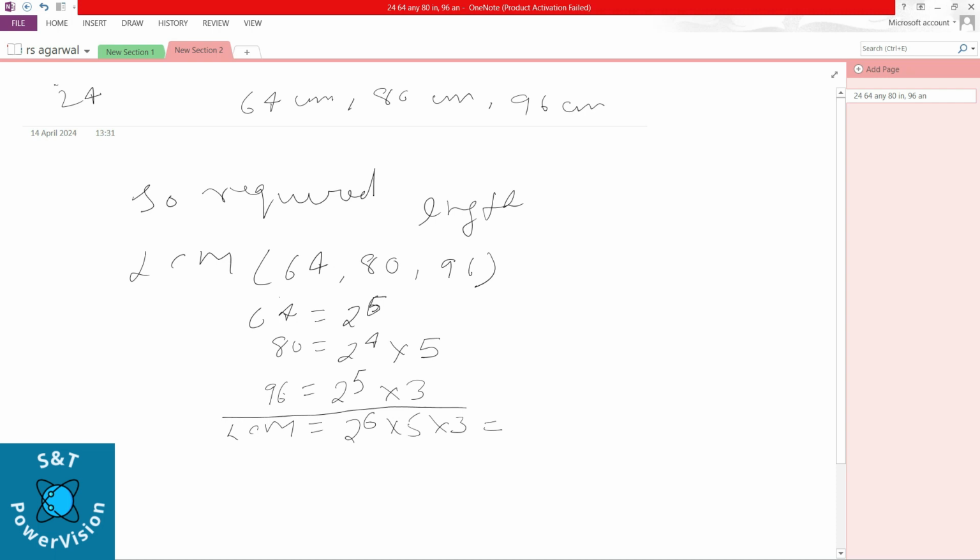So 64 into 15 gives 960 centimeter here. So this is the minimum length required so that the cloth can be measured an exact number of times using any of the rods here.